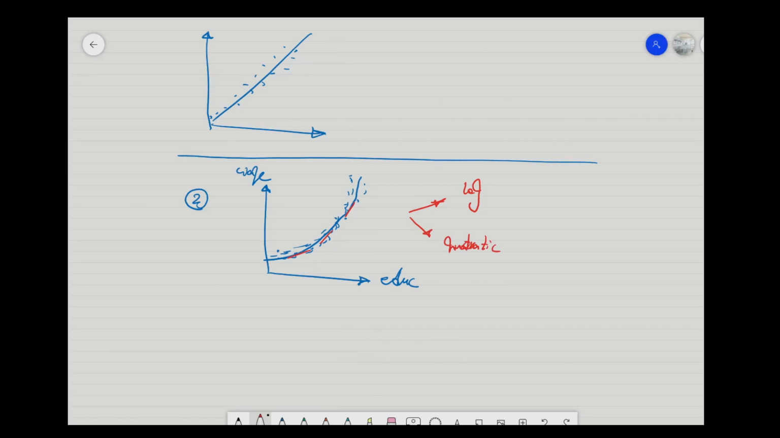So what was the log version? We say, okay, instead of wage, use log wage. If I use log wage, then it's a transformation of the data. Maybe the new data looks like this, and then I'm going to use my fitted line, and everything looks fine. That was one way. So basically, this is model number 2.